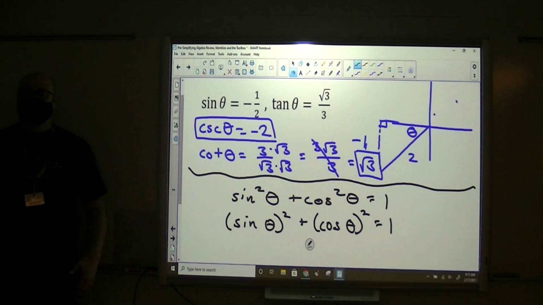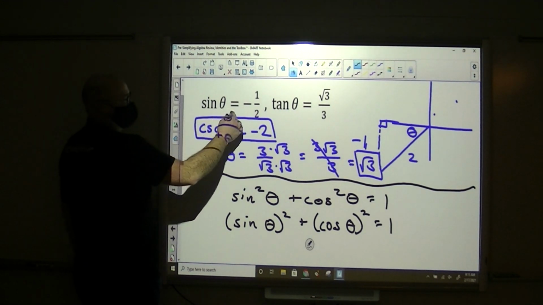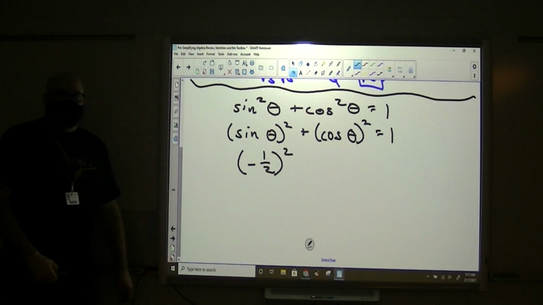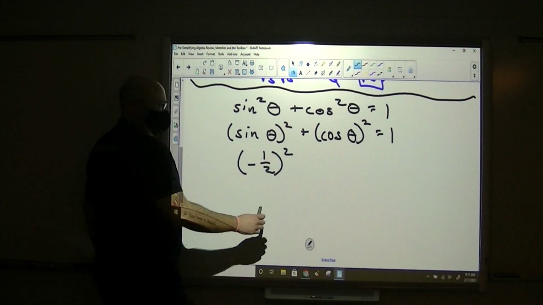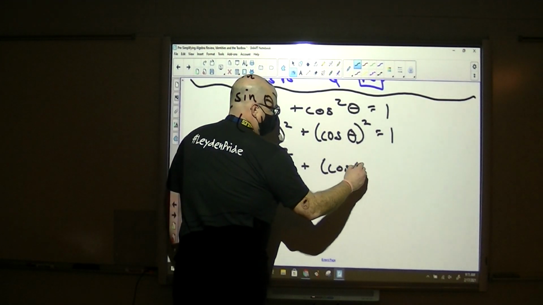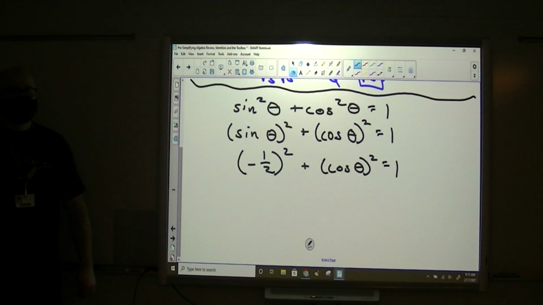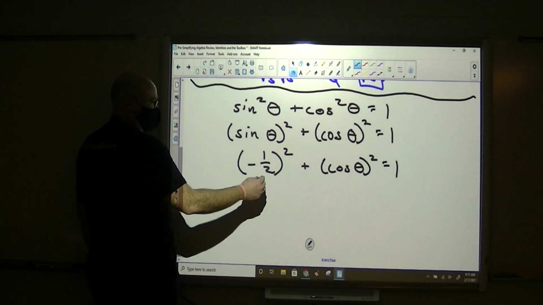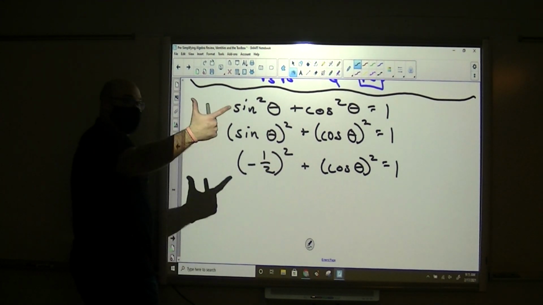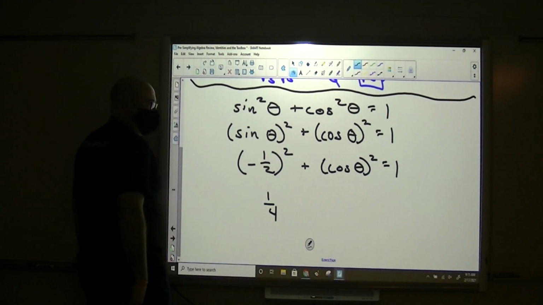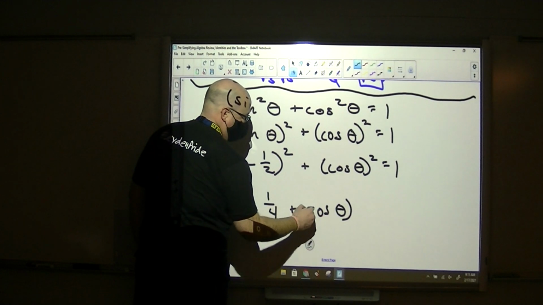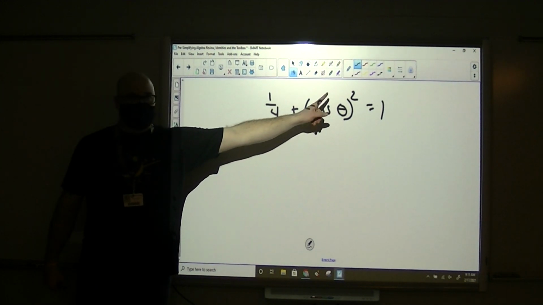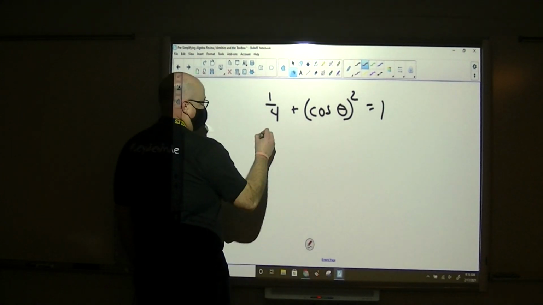We're going to be doing a lot of substitutions in this unit. Here's the first one. If we know what the sine of theta is, that can go here. It's just substituting its value in. Plus cosine theta squared equals 1, and cosine theta is one of the identities we're solving for. When I square negative 1/2, that's negative 1/2 times negative 1/2, which is 1/4, plus cosine theta squared equals 1. I'm trying to solve for this, so I'm going to isolate it by subtracting 1/4.